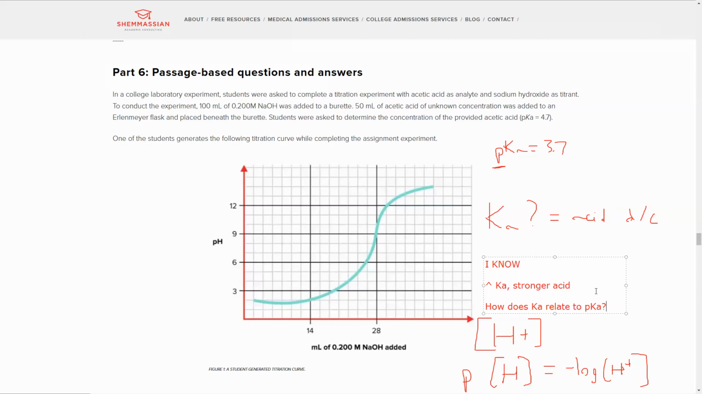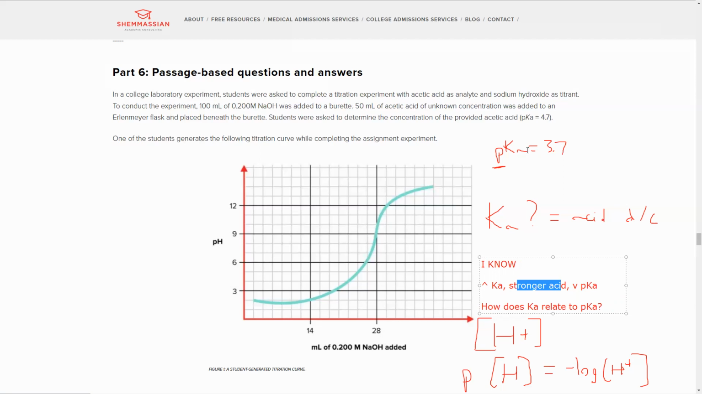Well, if it's a negative log, that means that an increased Ka is going to link to a decreased pKa, right? And that's telling us that as pKa decreases, acid strength increases. By linking the Ka and the pKa, we get to see the relationship between pKa and acid strength as well, because we know the relationship between Ka and acid strength.